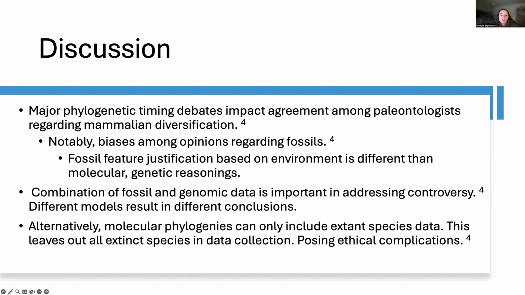Major phylogenetic timing debates impact agreement among paleontologists regarding mammalian diversification. Specifically, there are a lot of biases regarding opinions about fossils, and part of this is because of different fossil features and what a paleontologist thinks a fossil came from, where it connected to, etc. Fossil feature justification is based on environment, which is different from molecular, which is genetic reasoning, like your DNA sequence.